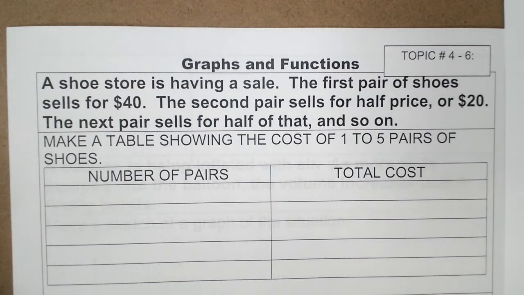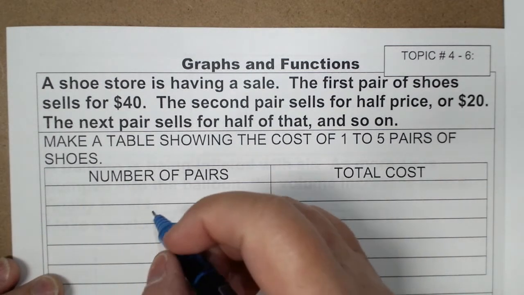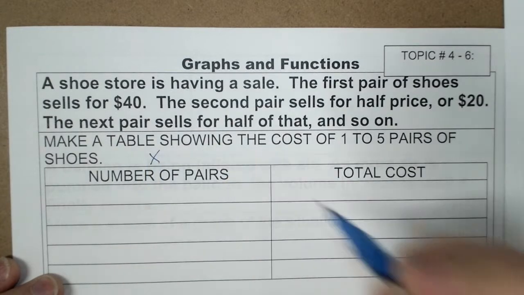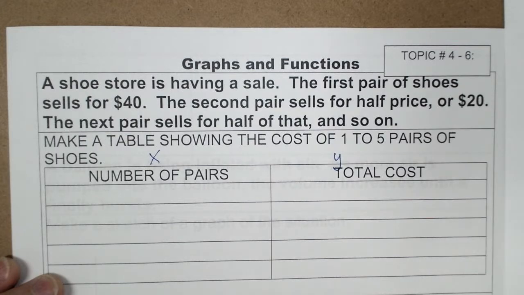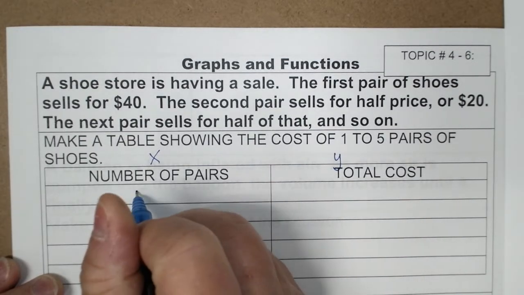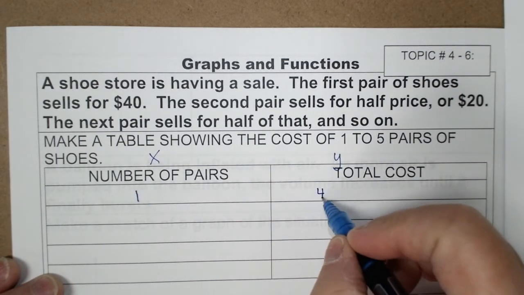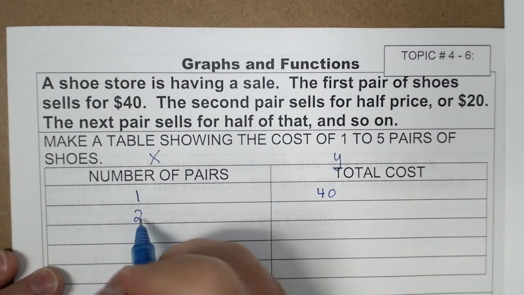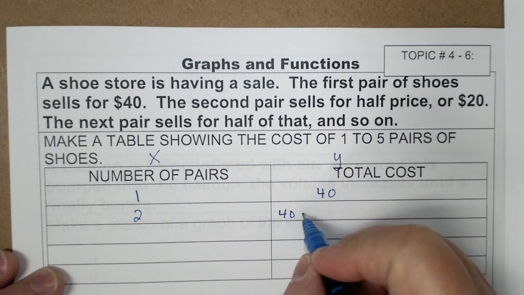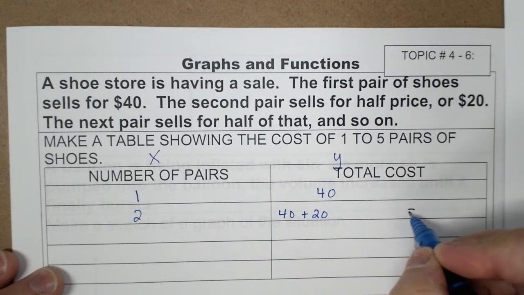And the next pair sells for half of that, and so on. So it asks you to make a table showing the cost of 1 to 5 pairs of shoes. So here we go. X is your number of pairs of shoes, and Y is your total cost. So if I buy one pair, it's $40. If I buy 2 pairs, it's 40 and half off, which would be 20, which is 60.